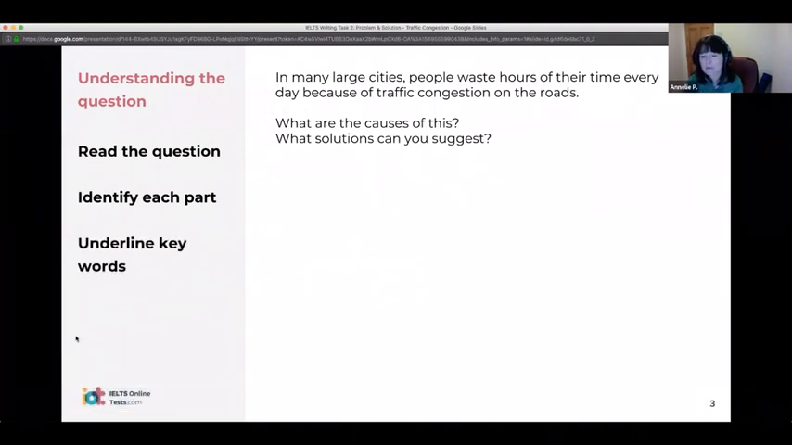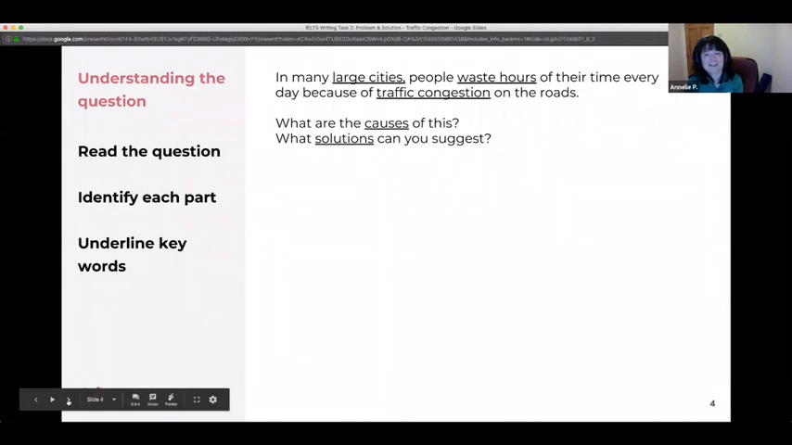So the first thing we need to do is underline the key words. What do we need to focus on here? Which words would you underline if you had this question in your exam? Okay, yeah, very good, Fawaz. Large cities, the solutions, wasting time, very good. Traffic congestion, wasting hours. Okay, so those are all of the key pieces of information that we need to include in our essay.